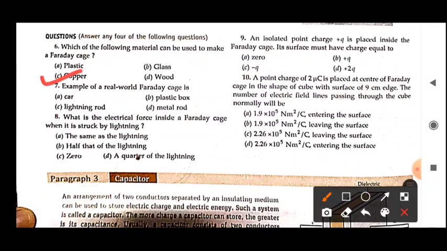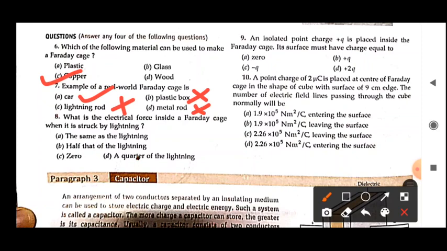Now the next question is, an example of a real world Faraday cage is. In the real world, the options given are car, plastic box, lightning rod, metal rod. A rod is not in the shape of any kind of cage, and a lightning rod is also not, it is only to give proper earthing. Both are not possible. Plastic is already an insulator, so this is not possible. If you see the car, it is made from a metallic body, made from a conductor, and also it is hollow, so it is perfectly behaving like a Faraday cage. So this is the real world example of a Faraday cage.